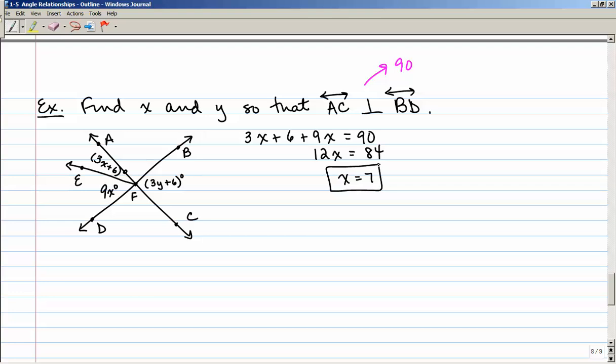And in this case, I can box x because notice the problem says find x and y. Now, over here we have angle BFC, and in order for AC to be perpendicular to BD, this angle also needs to measure 90 degrees. So 3y plus 6 equals 90, or 3y equals 84, or y equals 28. So it's not given that AC is perpendicular to BD, but if x equals 7 and y equals 28, then those two lines are indeed perpendicular to each other.